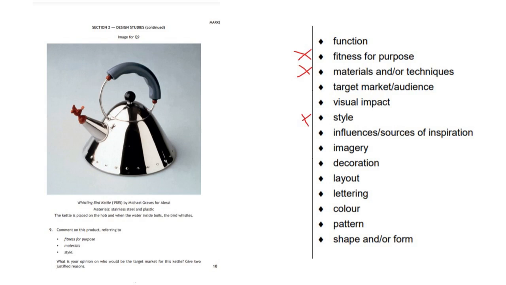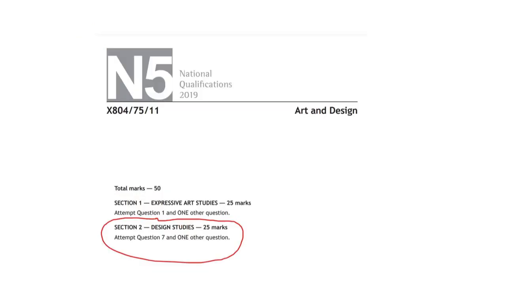Once you've done the 3 bullet points and written as much as you can, then go down and you can see you've got another 2 available marks for discussing a concept relating to another prompt word. Okay, and that is the paper, section 2, Design Studies. It's worth 25 marks for National 5 Art Design.